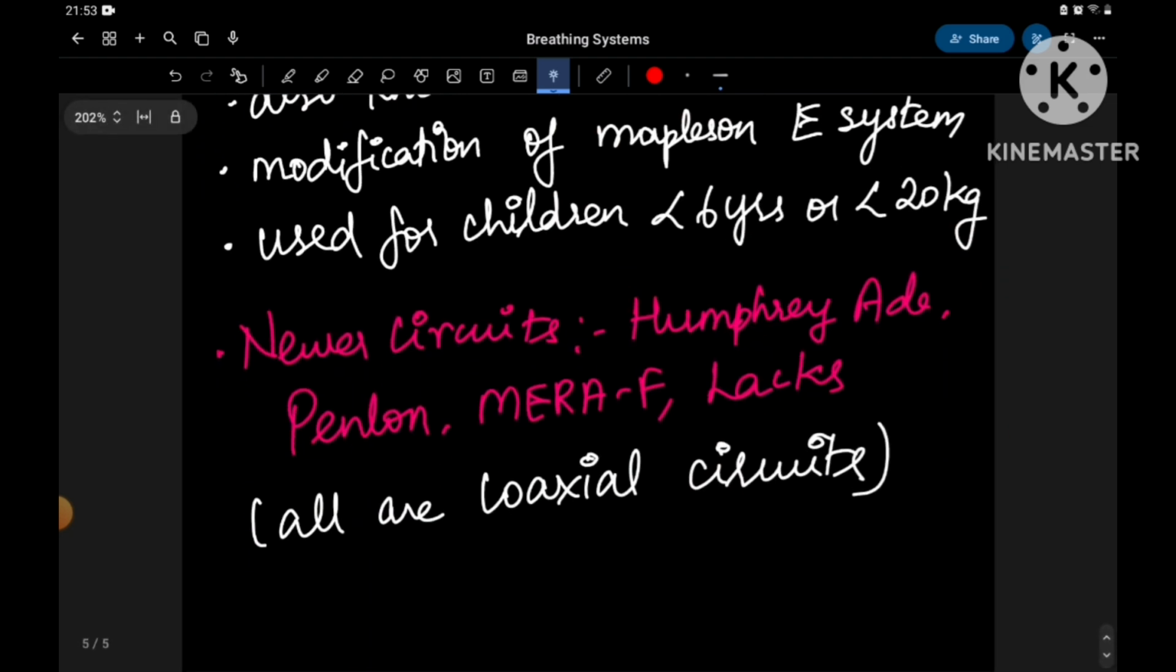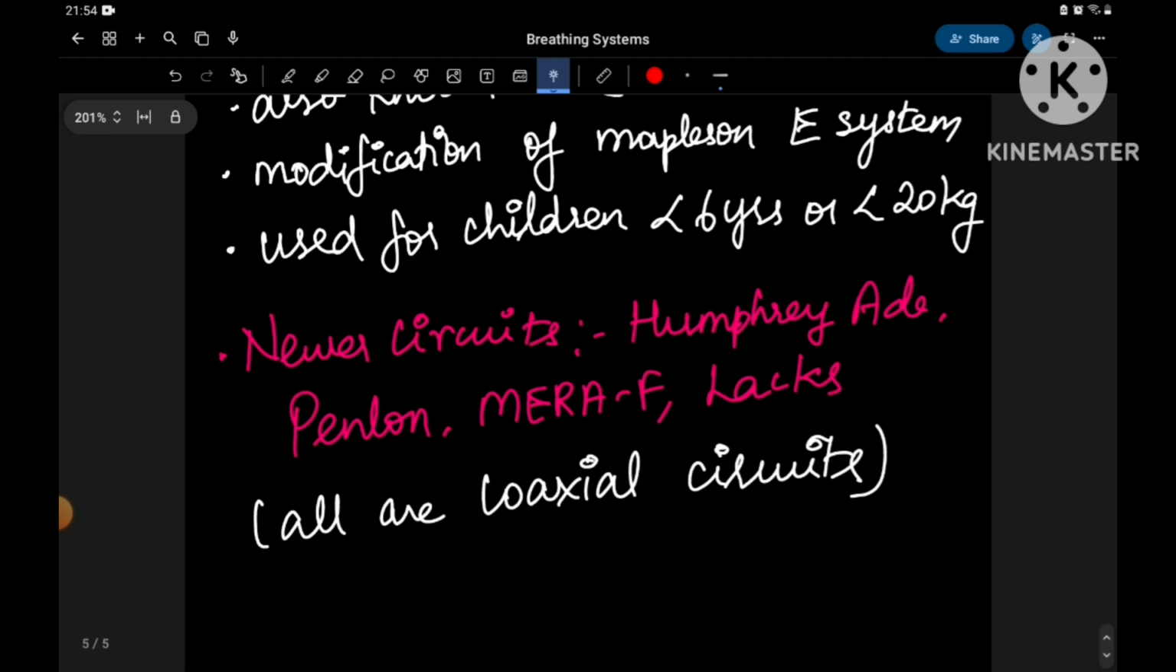What are the newer circuit names? Humphrey ADE, Pentlon, Mera F and Lack. All these are coaxial circuits.